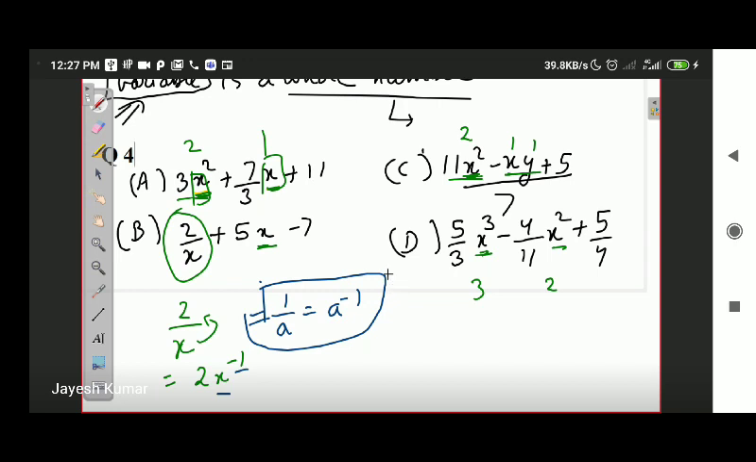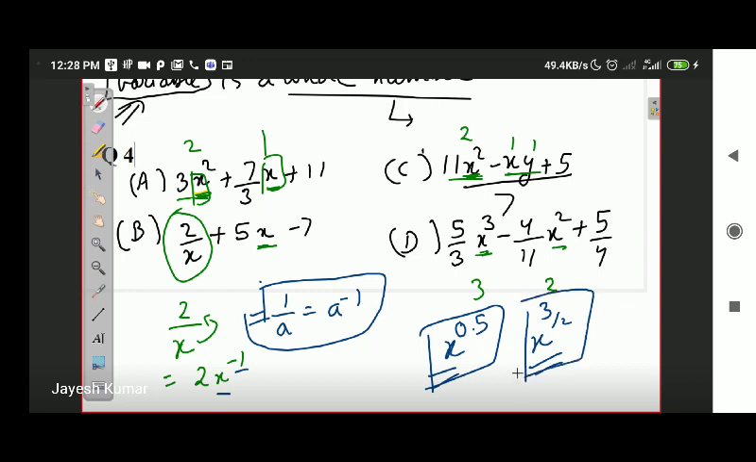In the same manner, suppose I had x to the power 0.5, or x to the power 3 by 2. If I had such cases, then the power would have been in decimals. The power would not have been a whole number. So these would not have been proper polynomials, not valid polynomials.